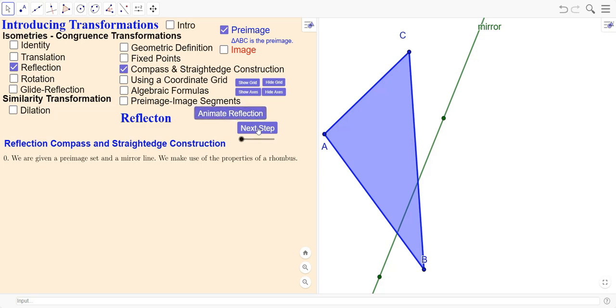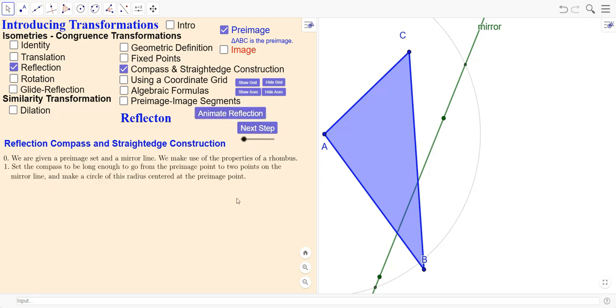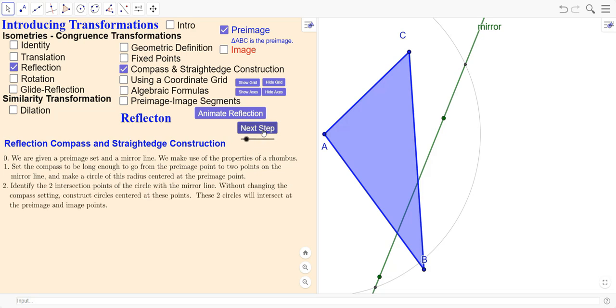Okay, so first step is to go out and make a circle centered at A so that it touches this mirror line twice. Okay, I've gone about 3/4 of the way from where A to A prime is going to be. Doesn't matter, just as long as you make this touch twice and identify those 2 points. Okay, the next step, identify those 2 intersection points.